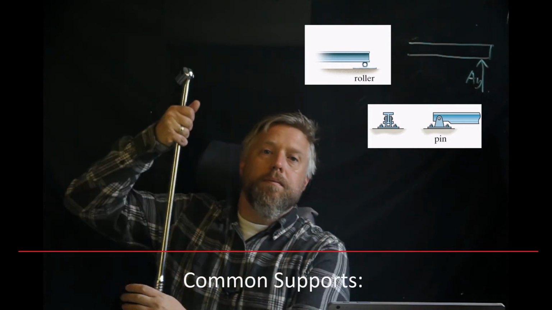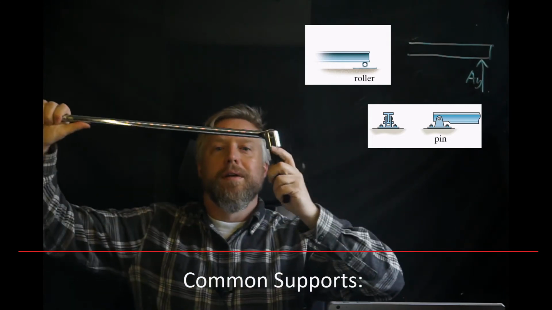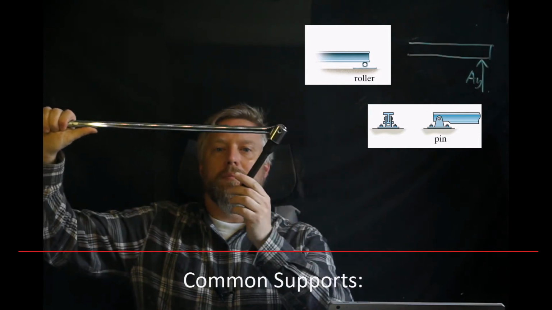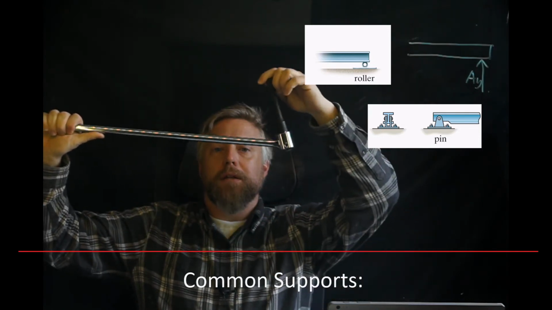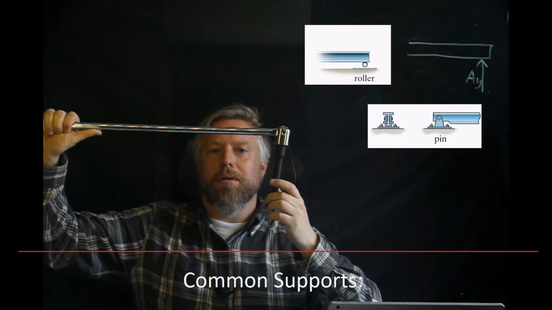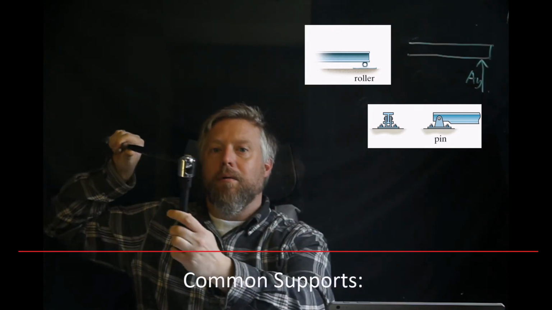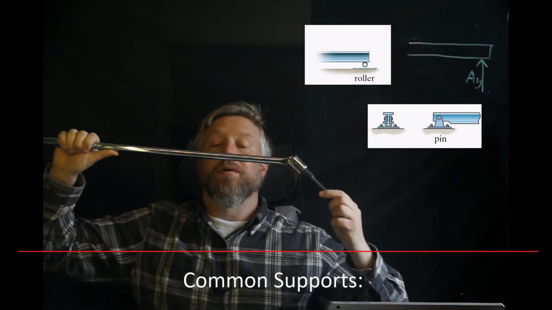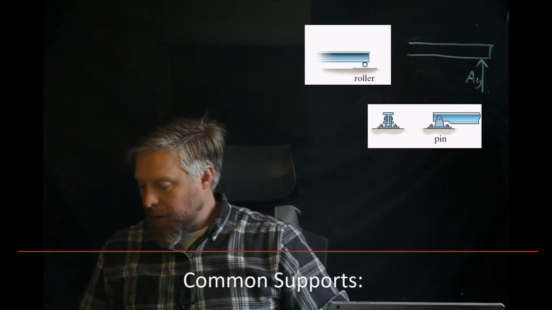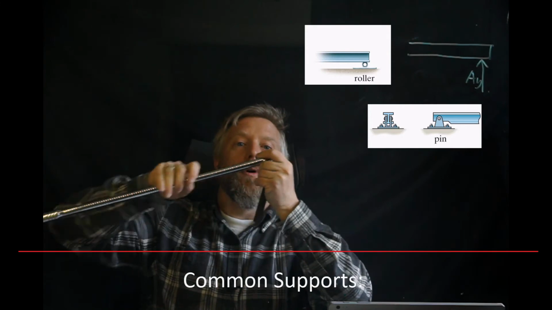Another pin support would be an example of this breaker bar. You can see there's a pin support on the end here. We're currently in 2D, and that pin support is only going to rotate in and out of the page. When we get to 3D, we'll talk about what happens when it's in different orientations. So let's look at a pin support.